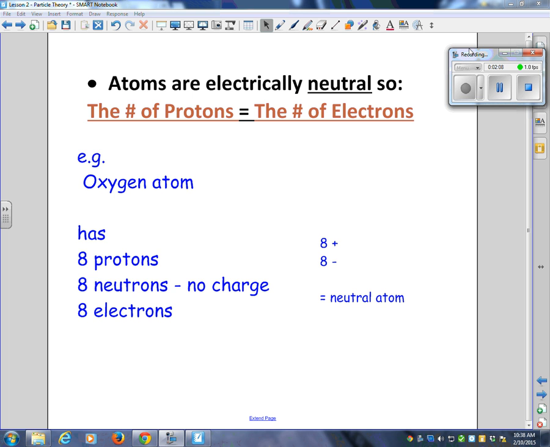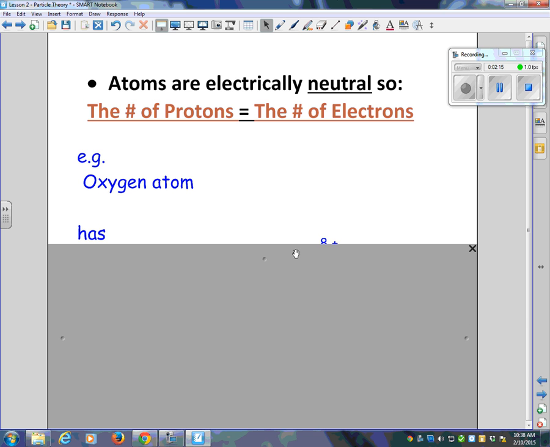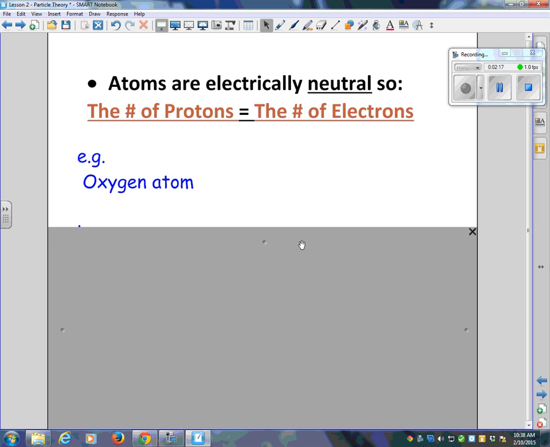Atoms are electrically neutral. Okay? Atoms are electrically neutral. Everything up there on the periodic table is neutral. Grady, what does neutral mean?